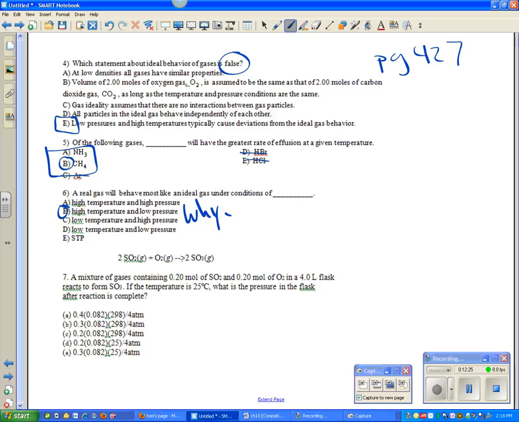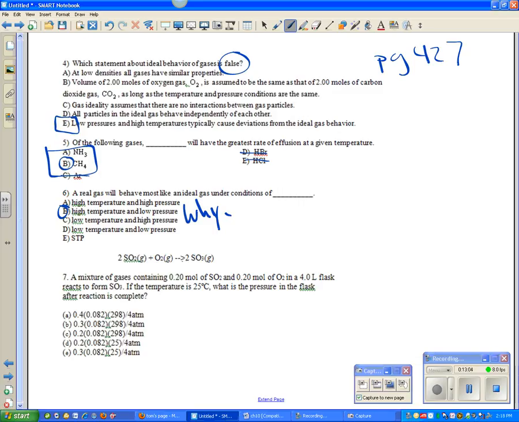The assumptions in the ideal gas law are that gas particles themselves don't interact with each other, and that's not actually true. If we make gas particles slow down, so we cool them, then they start to have their own attractions between the molecules themselves, and they'll start to deviate from the ideal gas law.